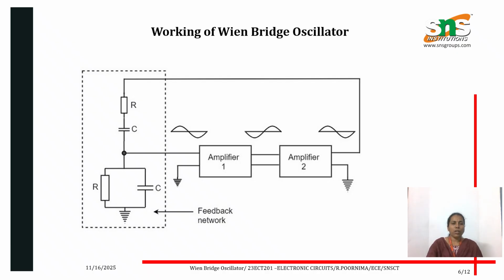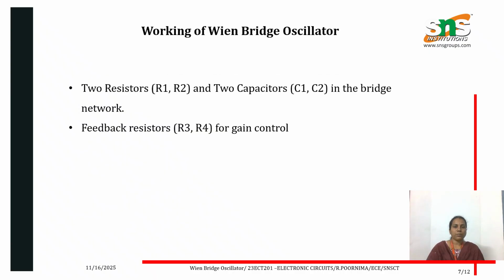It is used for providing the positive feedback and also gain control, which is used for generating the stable output at the output of Wien Bridge oscillator. So it consists of R1, R2 and C1, C2 in the bridge network and feedback resistors for gain control.